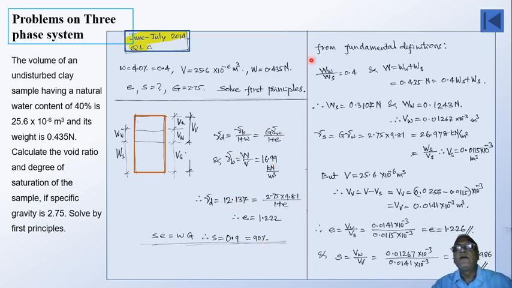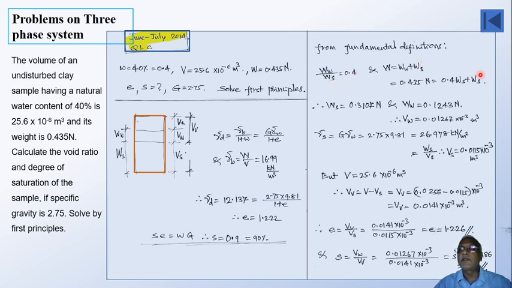Now we'll see from fundamentals or fundamental definitions what they actually mean. They have given water content. I know water content as weight of water to weight of solids. It's equal to 0.4. And total weight is equal to weight of water plus weight of solids. I can write that. So total weight, which is given to be 0.435, is equal to weight of water plus weight of solids.